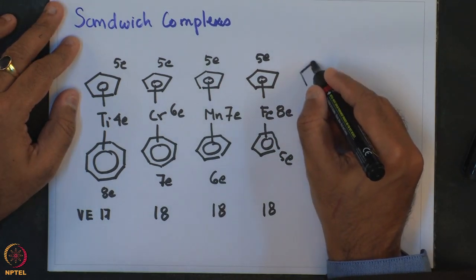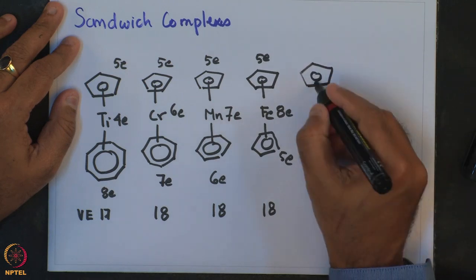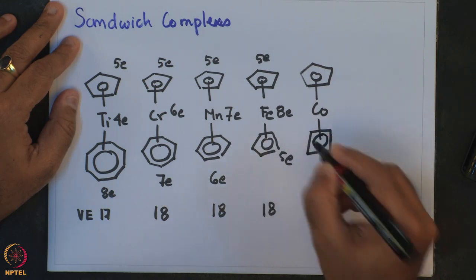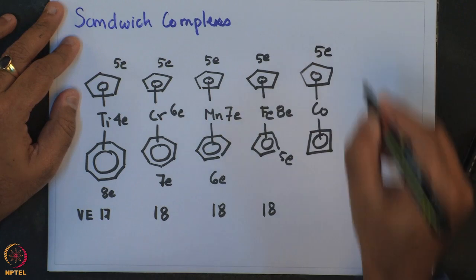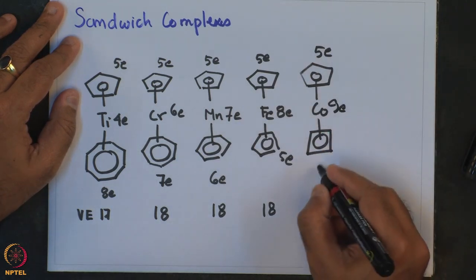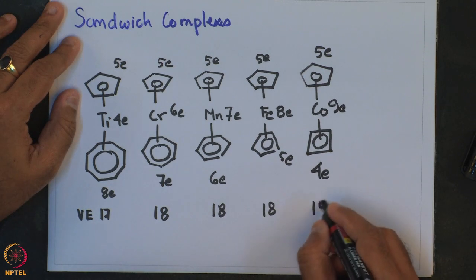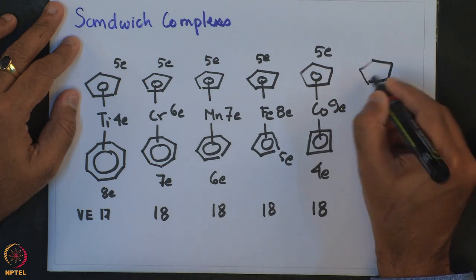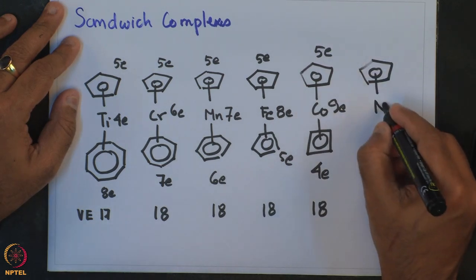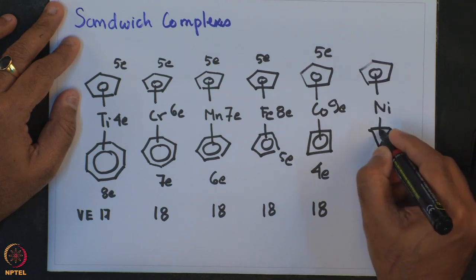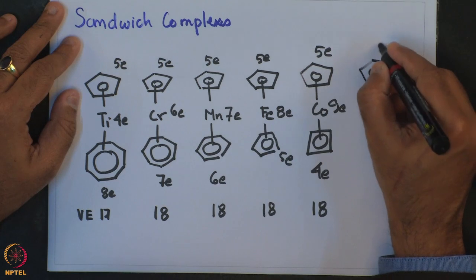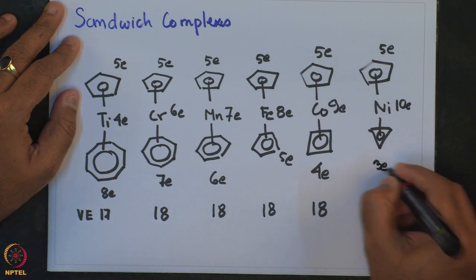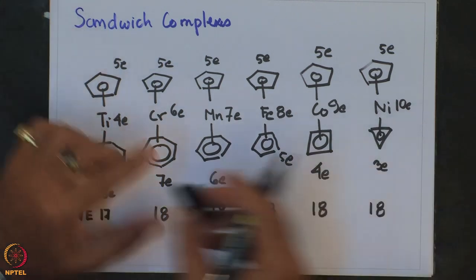We also have this Cp cobalt cyclobutadiene. So this is also a 5 electron, 9 electron, 4 electron, overall an 18 valence electron compound. The last one is also a very interesting one, which is Cp nickel cyclopropene. So this is 5 electron, 10 electron, and 3 electron, overall 18 electron species.